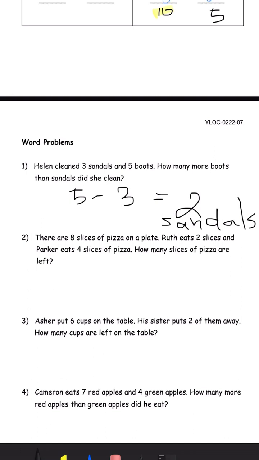Now let's try the next one. There are 8 slices of pizza on our plate. Ruth eats 2 slices. Parker eats 4 slices of pizza. How many slices of pizza are left? So we're going to have to add 4 and 2. 4 plus 2, or 2 plus 4, equals 6, right? So now we're going to have to subtract it from the total. So 8 minus 6 equals, and the answer we get would be the answer for number 2.